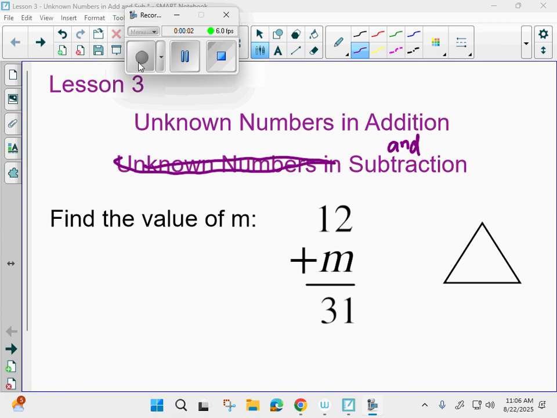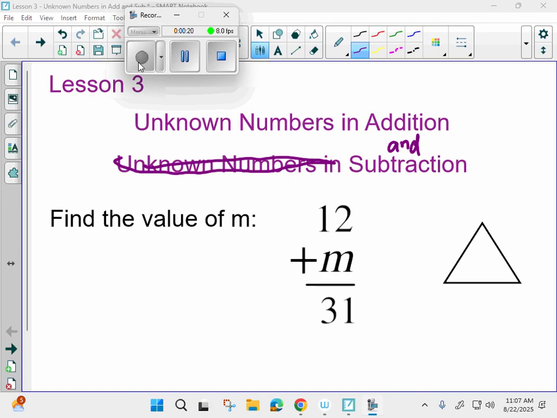Okay. So we're trying to find the missing number m. 12 plus m is 31. And so 12 plus what number is 31? We are going to do these triangles every single time. Sorry, not sorry. You have to do it on your set. So even if you don't like this triangle, you need to do it, okay?